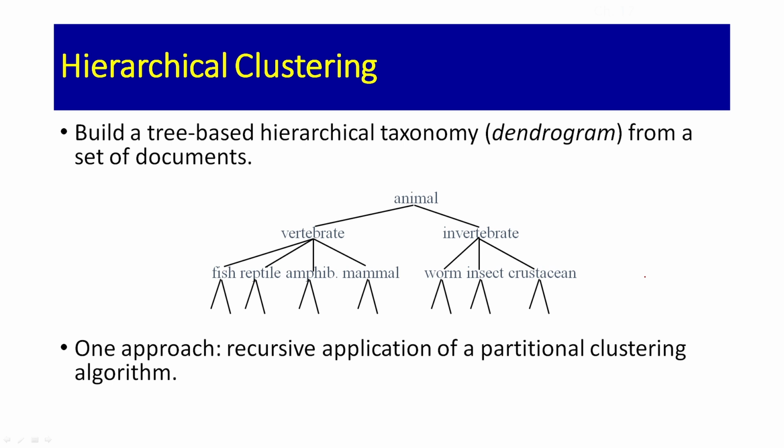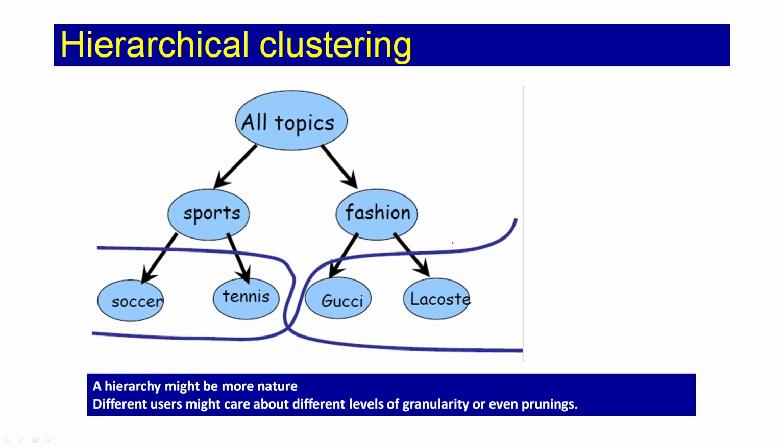This is basically taking a recursive approach. Animal can be vertebrate, invertebrate. Vertebrates are fish, reptile, amphibian, okay, mammals. Invertebrates can be worm, insect, crustacean. Then you can divide fish into different categories, reptile in different categories like that. So, that is what it is. It is built basically as a tree based structure, and recursive applications of partitional clustering is used.